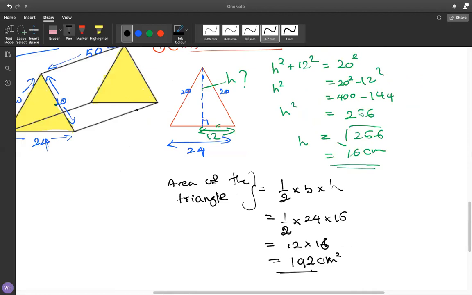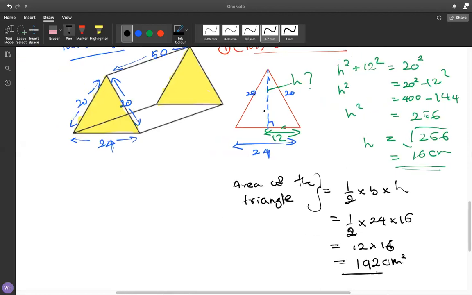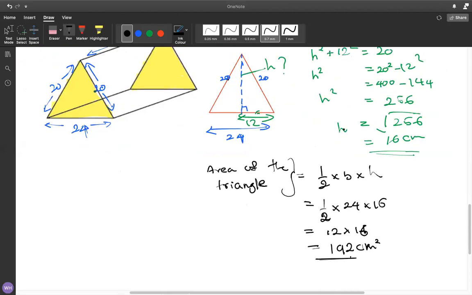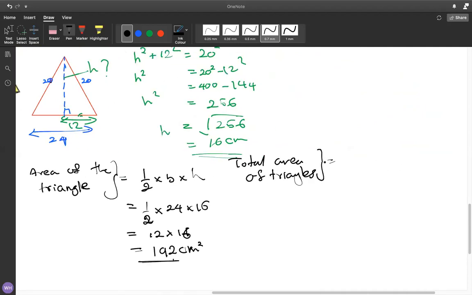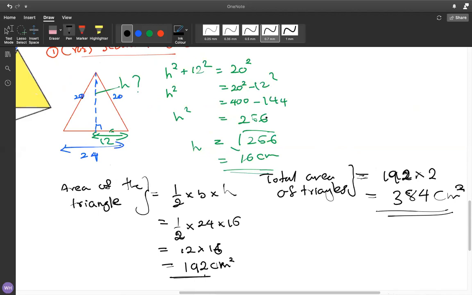If we consider the whole prism, you have two triangles. So we can find the total area of the triangles: one triangle times 2. So 192 multiplied by 2 comes to 384 square centimeters. So this is the total area of the triangles.